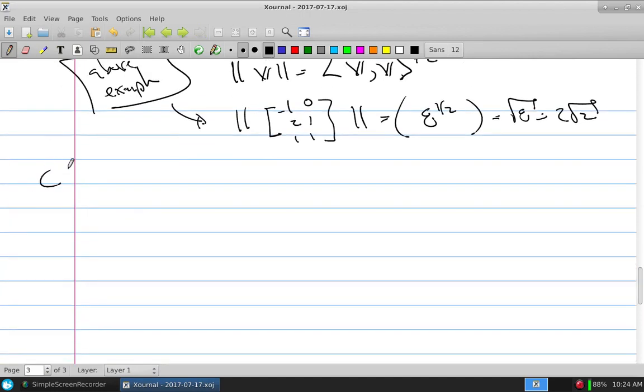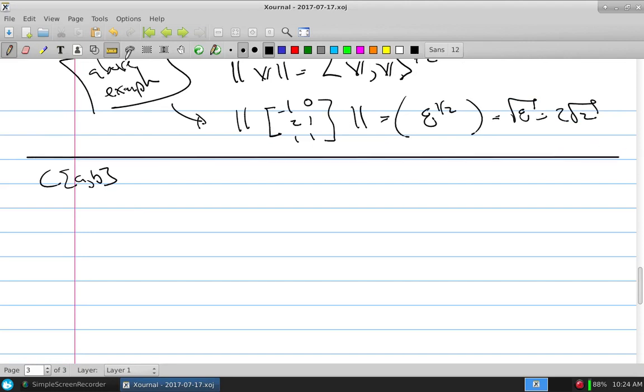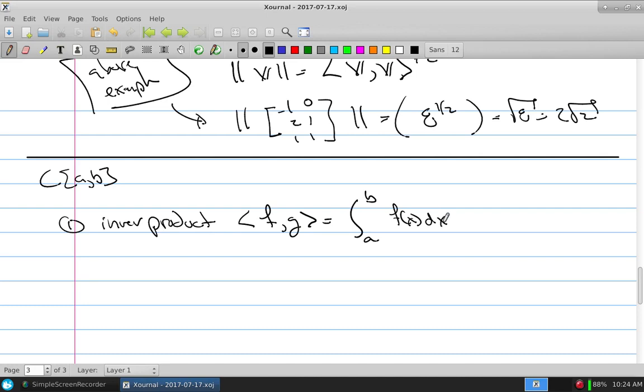The typical continuous functional example would be to define an inner product, which would be a non-weighted inner product. What are the normal symbols that you use for functions? Instead of x's and y's and v's and w's, what do we normally use? Like f and g. So for f and g, the typical inner product used is the definite integral from a to b of f of x times g of x dx.